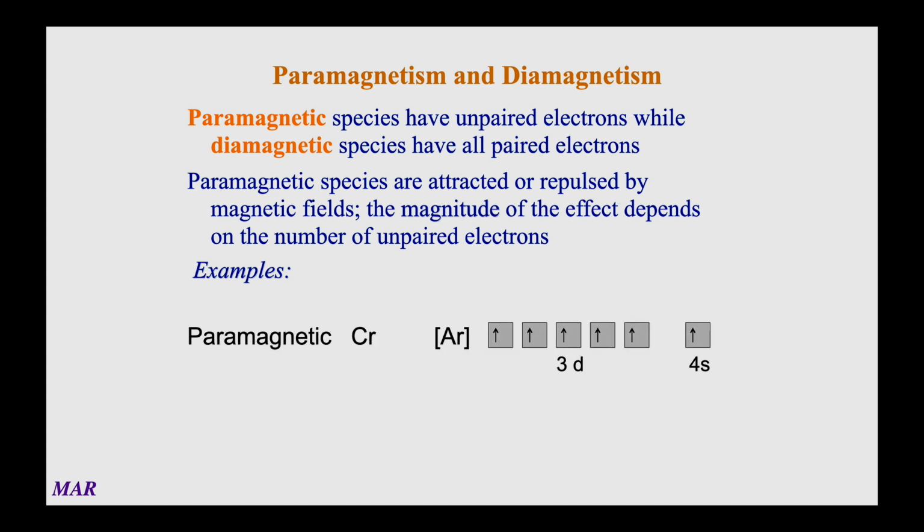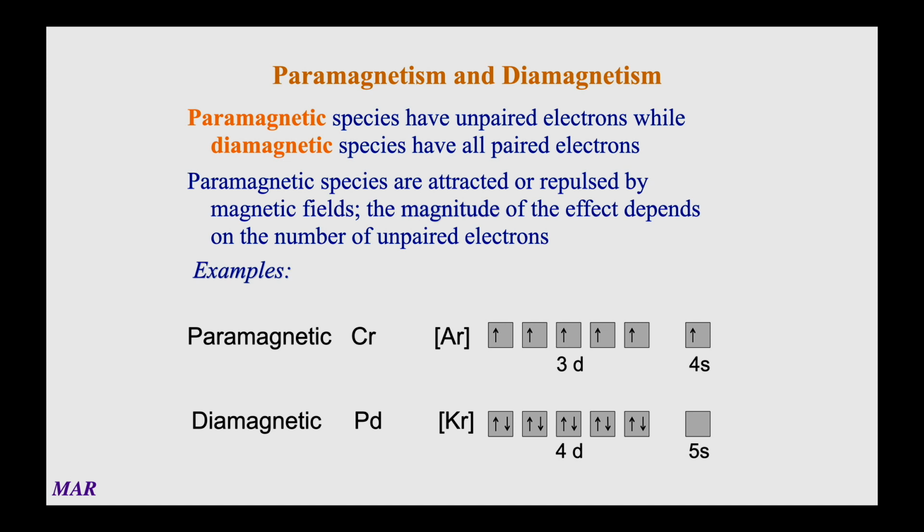Here's an example of chromium. Now, chromium is an argon 3d5 4s1. This is one of the exceptions to the n+l rule. We think it should be 3d4 4s2, but for whatever reason, it jumped ship. I bring this out because chromium has 6 unpaired electrons, 6 arrows pointing up without a down, and each one of those electrons is paramagnetic. So chromium is very paramagnetic.